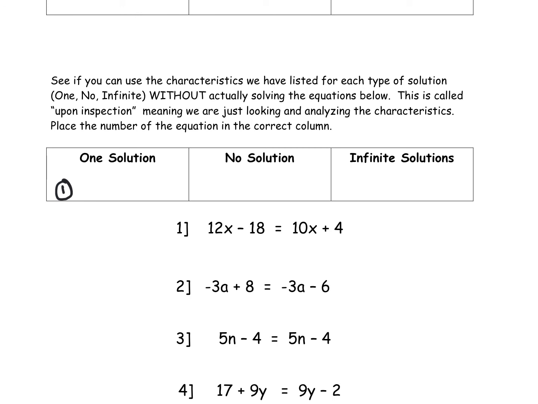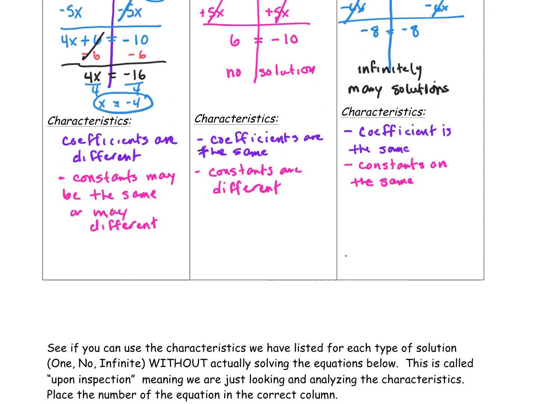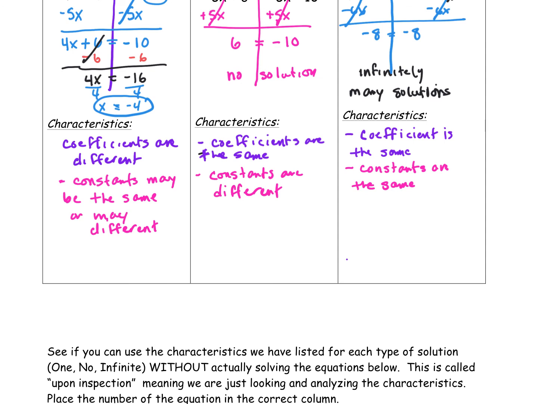Let's try one more together, and then I'd like you to confer with a partner. When I look at the second equation, I'm going to start with the coefficients. I have negative 3a and negative 3a. The coefficients of the variable are the same. If I look back at your first page, in order to have one solution, the coefficients have to be different. So this will not have one solution, but it could have no solution or infinite solutions, because in both of them the coefficients are the same.